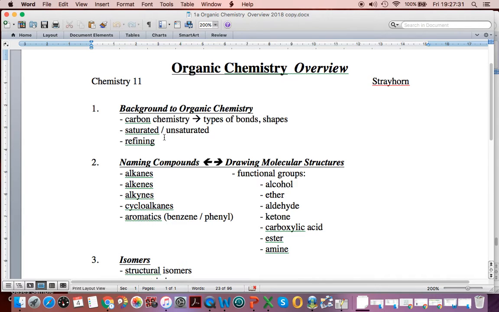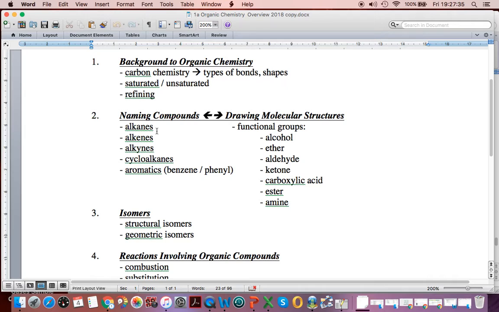We're going to learn about the difference between saturated and unsaturated organic compounds. We're going to start out, and I think you may find this difficult at the start, but we're going to learn about alkanes, alkenes, alkynes, cycloalkanes, cyclo just means it's a ring, and something called aromatics. But once you get the rhythm for how we name compounds and how we draw their structures, then we're going to extend it. We're going to look at these functional groups.